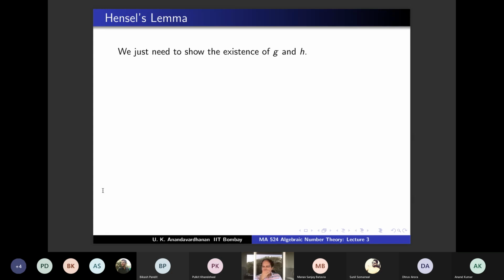So we just need to show the existence of g and h such that g bar is g naught, h bar is h naught, and f equals gh. The rest we have already done.